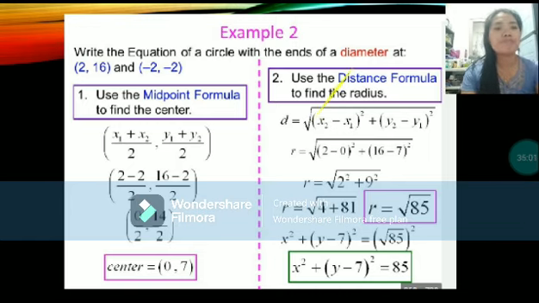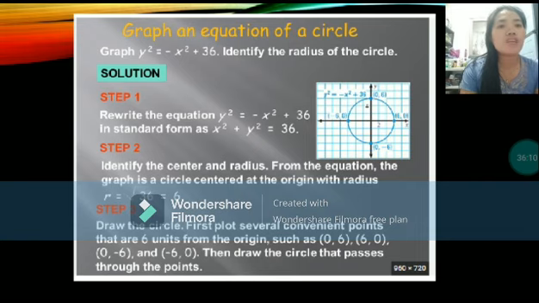Okay, another example. Graph y squared equals negative x squared plus 36 and identify the radius of the circle. Now the solution. Step 1: rewrite the equation y squared equals negative x squared plus 36 in standard form as x squared plus y squared equals 36. Step 2: identify the center and radius. From the equation, the graph is a circle centered at the origin with radius r equal to the square root of 36, which is 6.